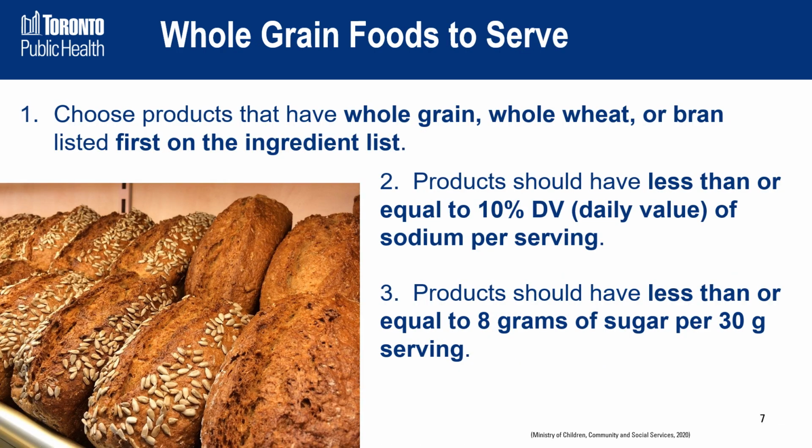The whole grain foods category is on the second page of the Nutrition Guideline Summary for Student Nutrition Programs. There are 3 key messages to remember when selecting whole grains to serve at your student nutrition program. Number 1, choose products that have whole grain, whole wheat, or bran listed as the first ingredient on the label. Number 2, products should have less than or equal to 10% daily value of sodium per serving. Number 3, products should have less than or equal to 8 grams of sugar per 30 grams of serving.